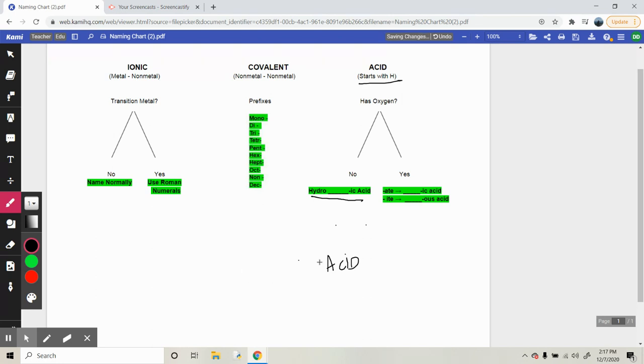Let's go ahead and try HNO3. Once again, you can probably see where I'm going with this. We have one that starts with an H. It is once again an acid. Does it have oxygen? Yes, it does. So it must be one of our polyatomic ions, ate to ic, ite to ous. NO3 is nitrate. If it ends in ate, we're going to change it to ic, and then just add acid at the end. So this is nitric acid.